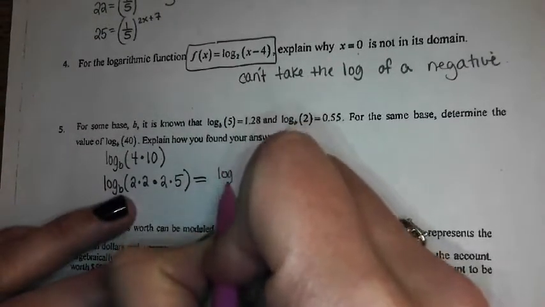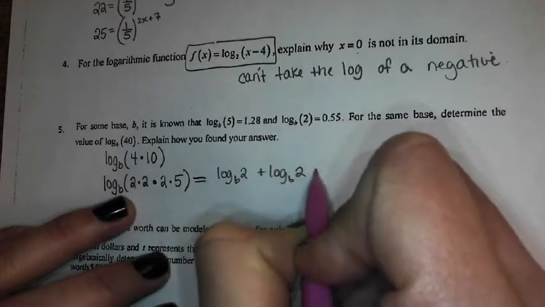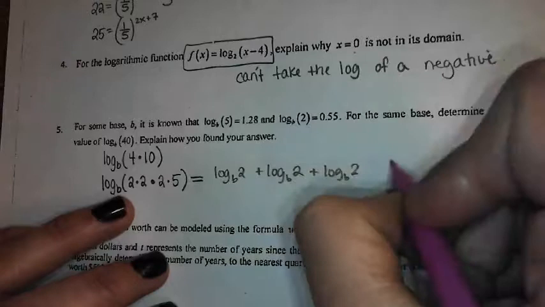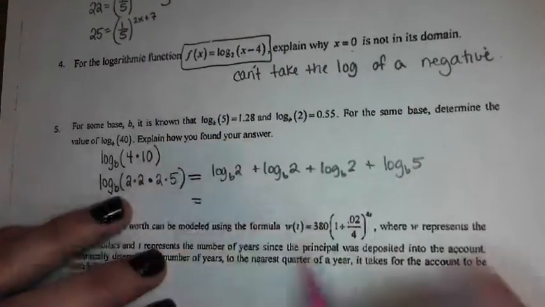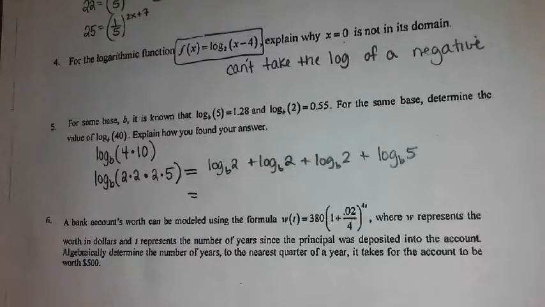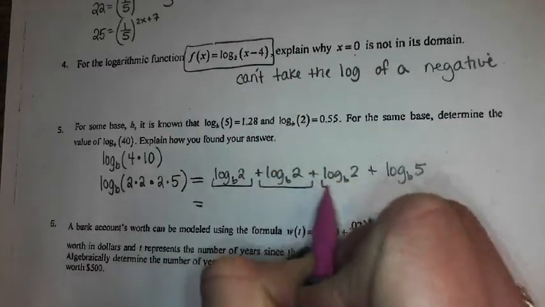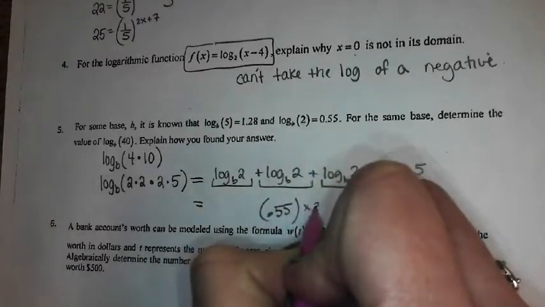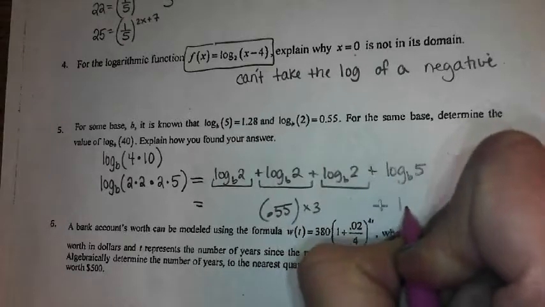That's going to be log base b of 2 plus log base b of 2 plus log base b of 2, right? Multiplication turns to addition. Plus log base b of 5. And each of those has a value. Log base b of 2 is 0.55. And I've got 3 of them, so there's 0.55 times 3 plus 1.28.